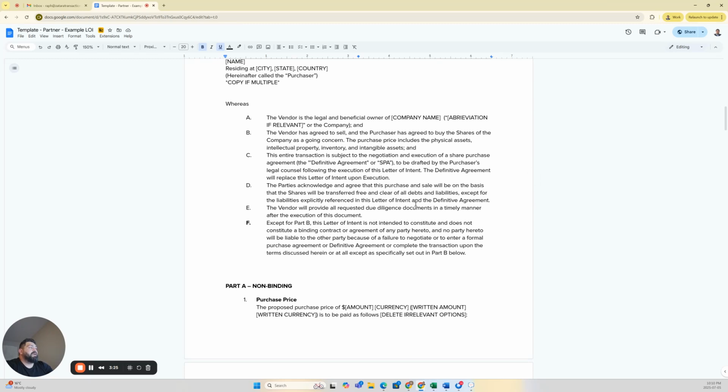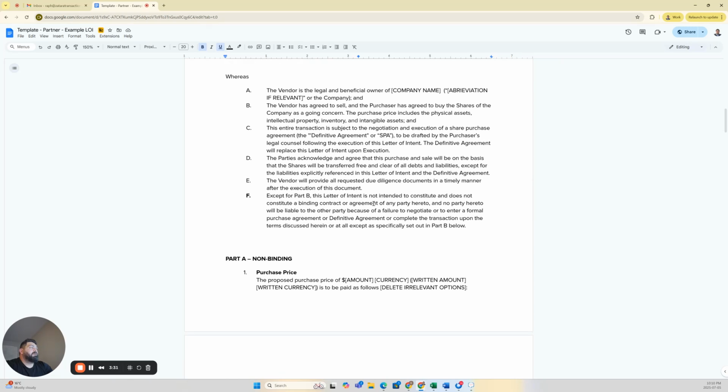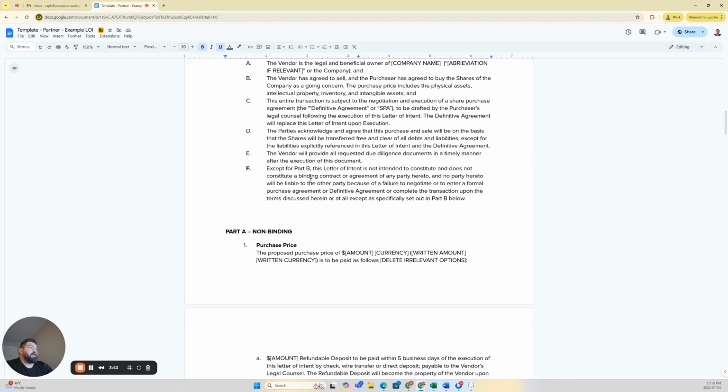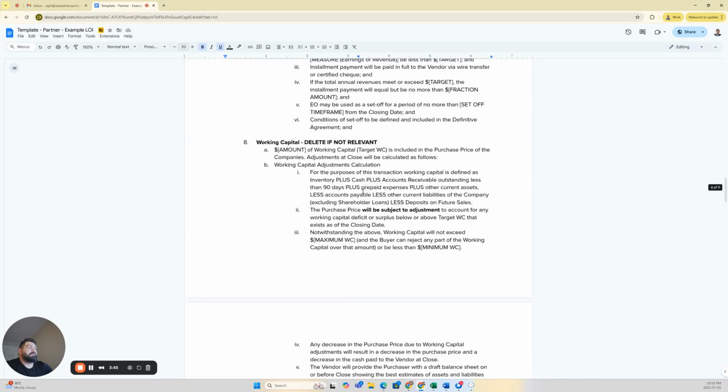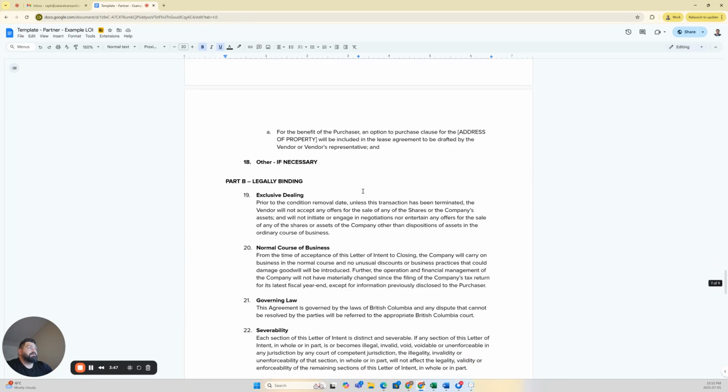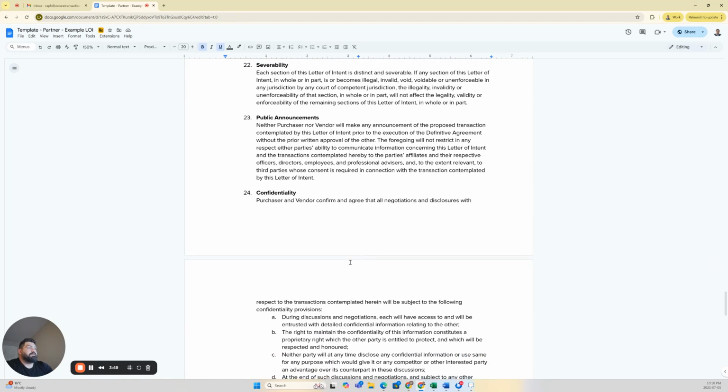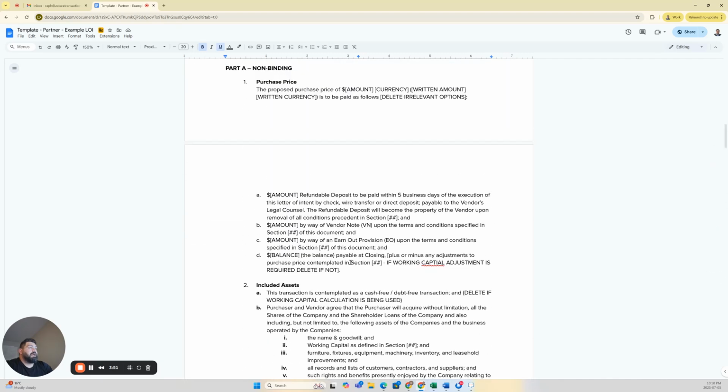It can either be shares or asset. This is a share sale. An asset sale would be slightly different. So this says you, the vendor, are going to provide me the documents I need in a timely manner. And then this letter is non-binding except for B, which is all this stuff here. So let's go through it.